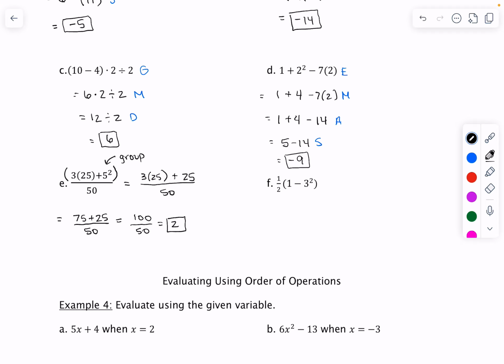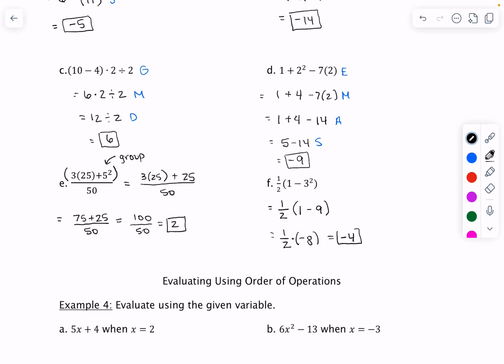Okay. Letter F, I have this group 1 minus 3 squared, but I'm going to keep the 1/2, keep the 1, but I'm going to do that exponent first. So 3 squared is 9. Now I can do 1 minus 9. 1 minus 9 is negative 8. And then 1/2 times negative 8. Remember, there's like an invisible dot here, like an invisible multiplication symbol. 1/2 times negative 8 is going to be negative 4.